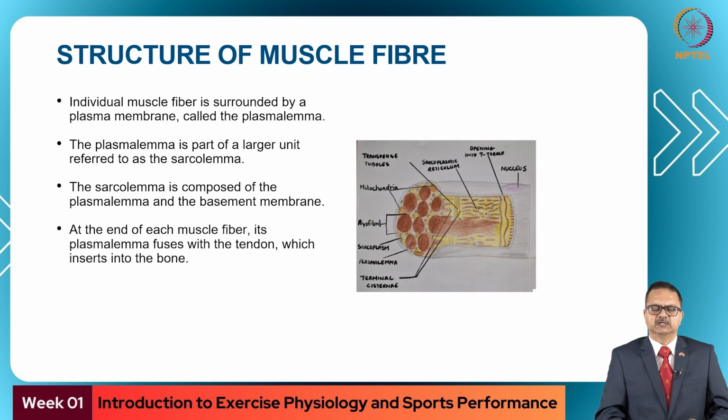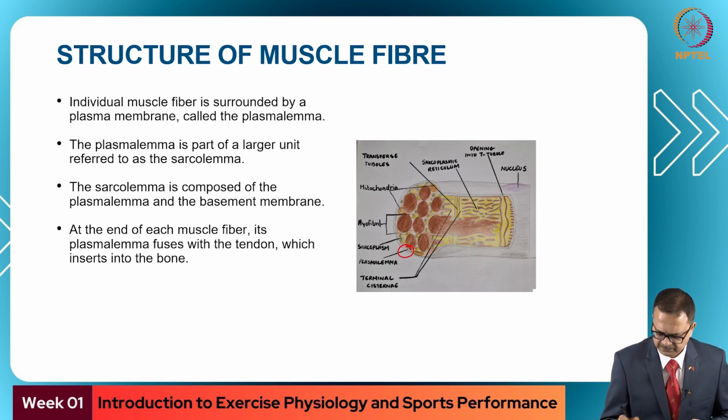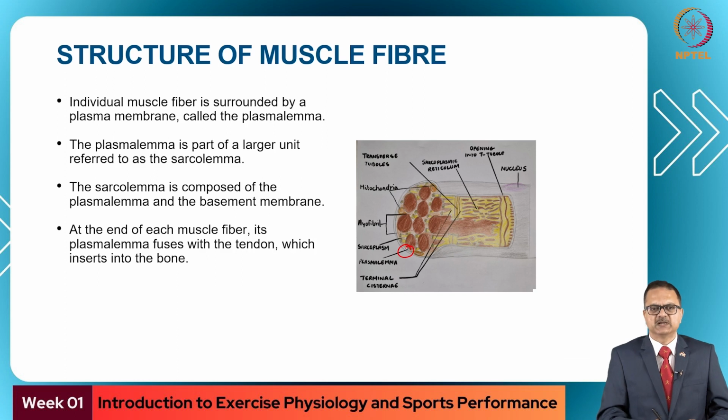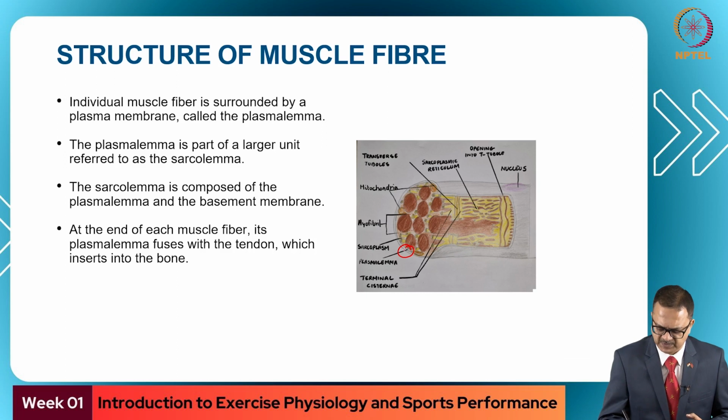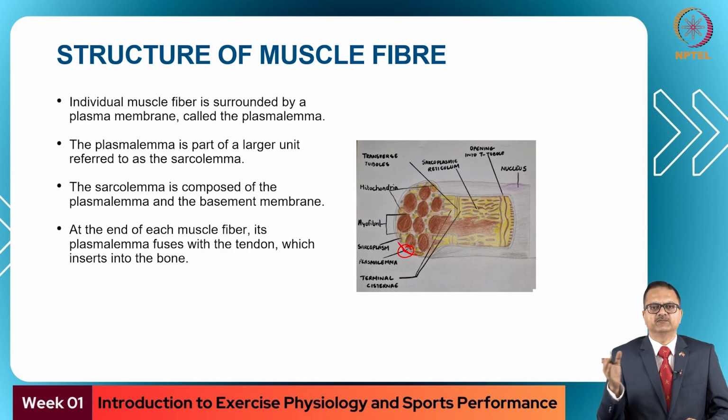Individual muscle fiber is surrounded by a plasma membrane called the plasma lemma. The plasma lemma is part of a larger unit called the sarcolemma. The sarcolemma comprises of the plasma lemma and a basement membrane. At the end of each muscle fiber, the plasma lemma fuses with the tendon which inserts into the bone.